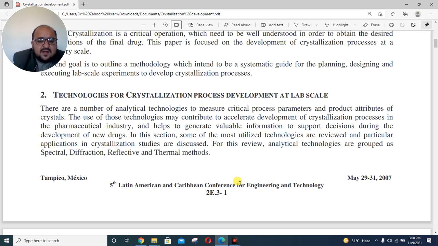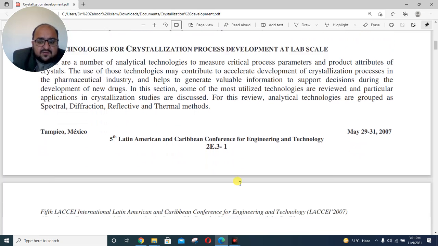There are a number of analytical technologies to measure the critical process parameters and the product attributes of the crystal, and the use of those technologies may contribute to accelerating the development of the crystallization process in the pharmaceutical industry, and helps to generate valuable information to support decisions during the development of new drugs. So in this section, some of the most utilized technologies are reviewed, and particularly their application and the crystallization studies are discussed. For this review, the analytical technologies are grouped as spectral, diffraction, reflective, and thermal methods.